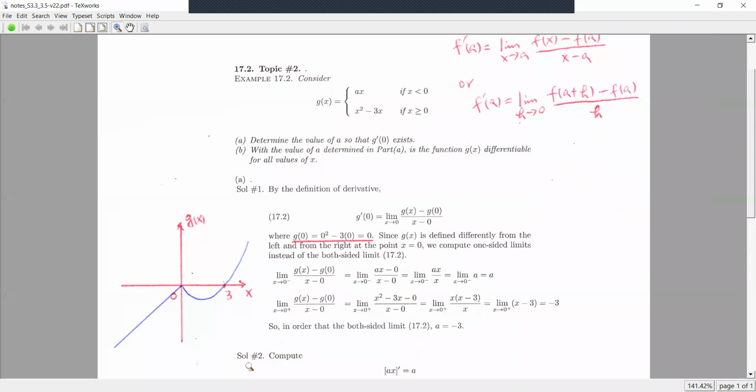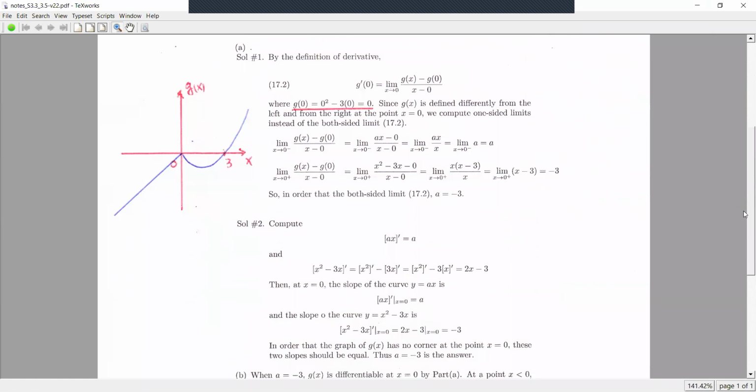Here is a second solution to part A. In this solution, I compute the derivative of this function and also compute the derivative of this function. The derivative of a times x is a. Derivative of x squared minus 3x is 2x minus 3. A derivative is the slope of the tangent line at the point x.